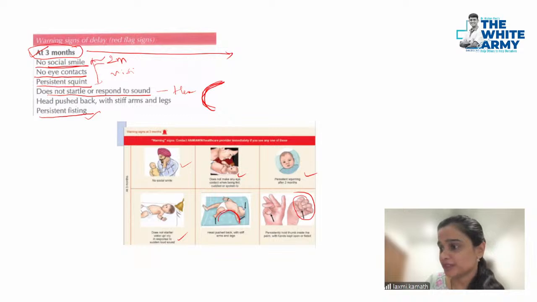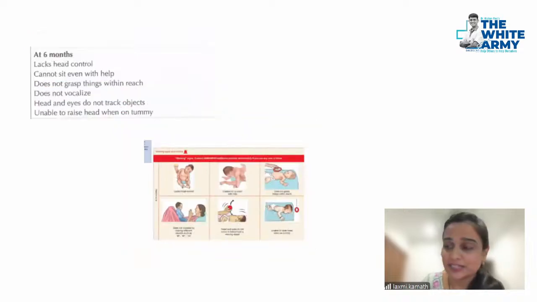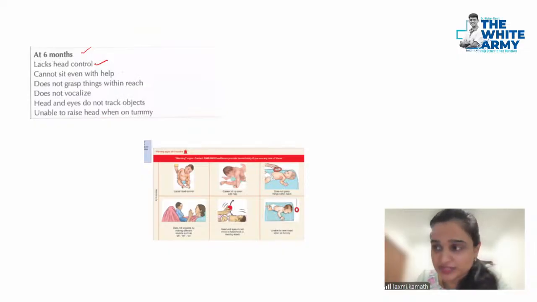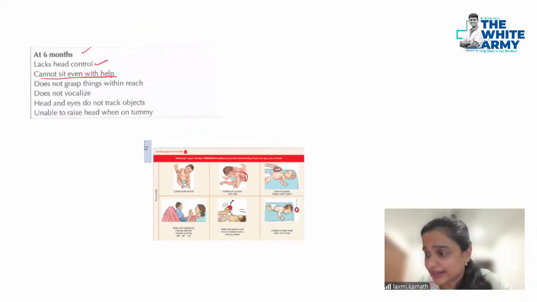Next, you should know a few red flags at 6 months. So at 6 months, what all do you expect? You expect head control and rolling over also to happen. So if there is no head control, and at 6 months, generally a child will be able to sit with support, that is tripod position. If that also doesn't happen, it cannot sit even with help. Even when the parents want the child to sit, if there is a rounded back and the head completely drops down, the child is unable to sit, then it is a red flag.